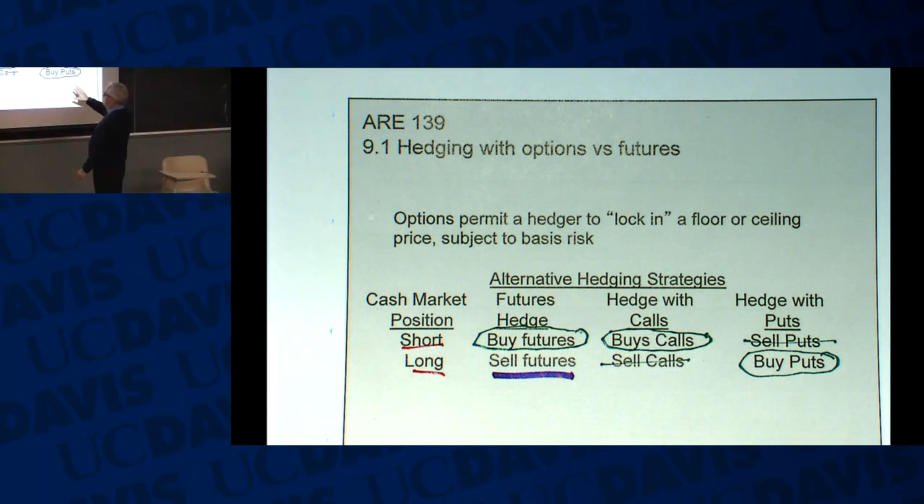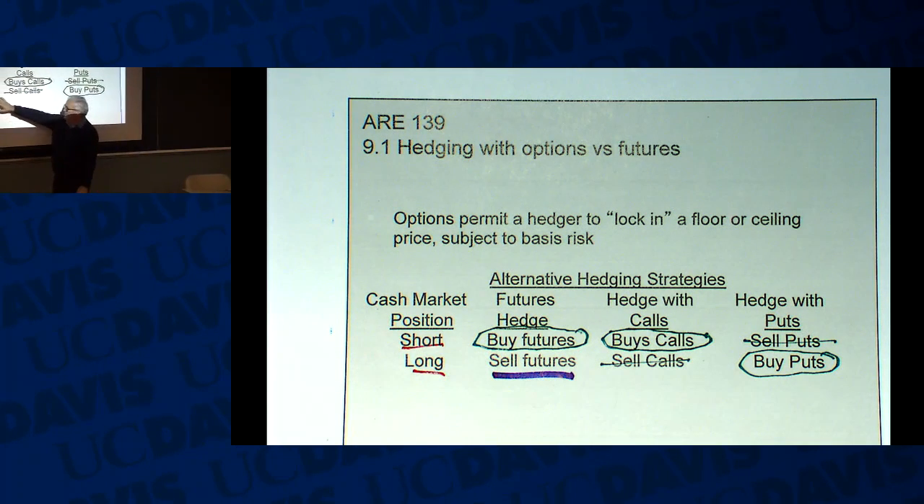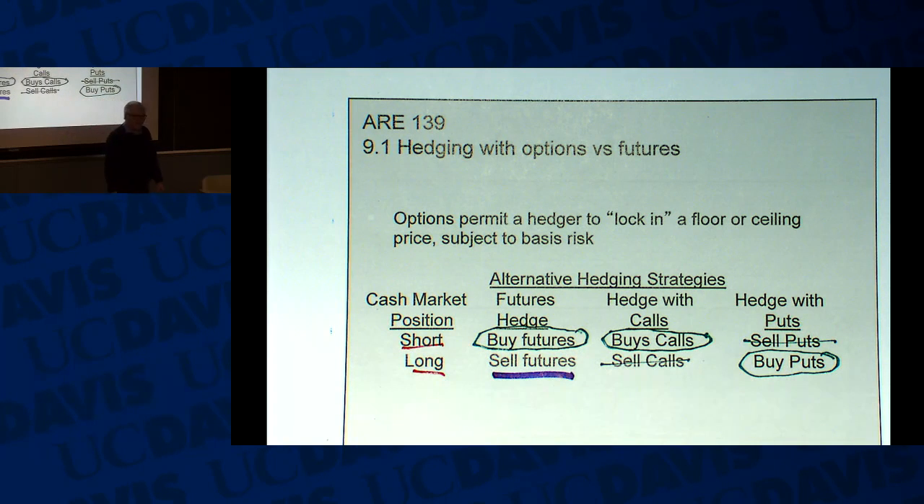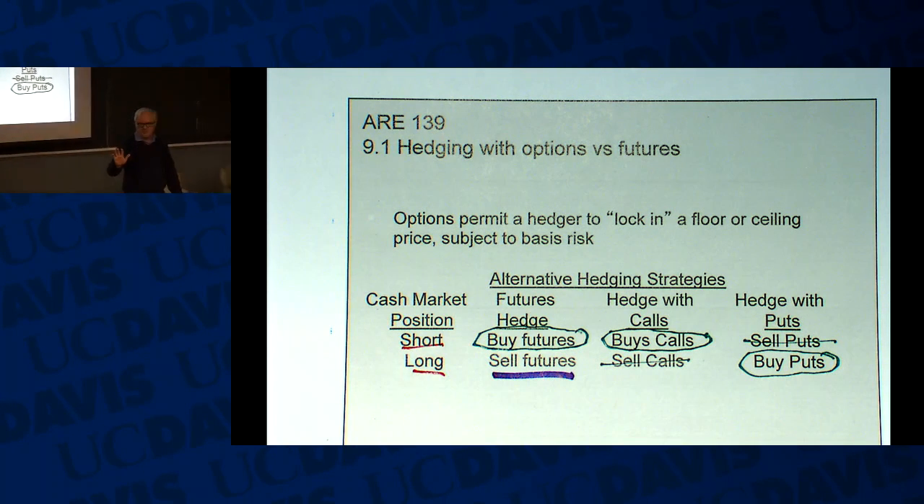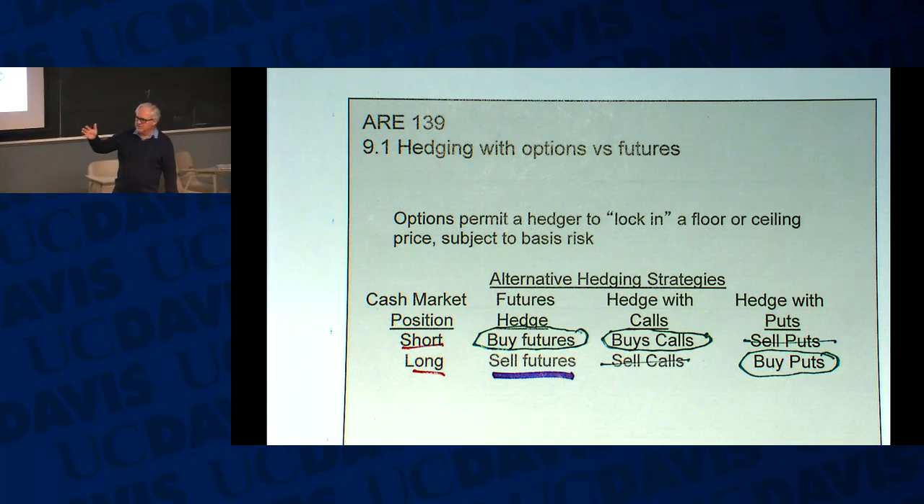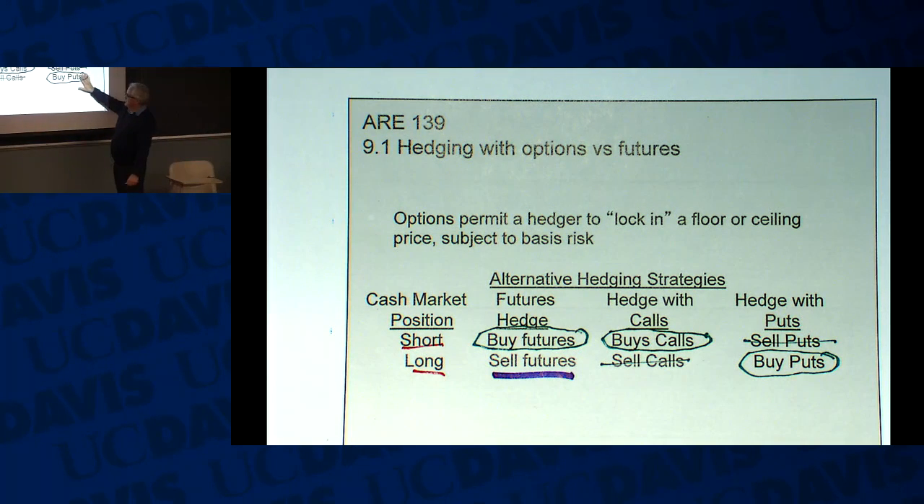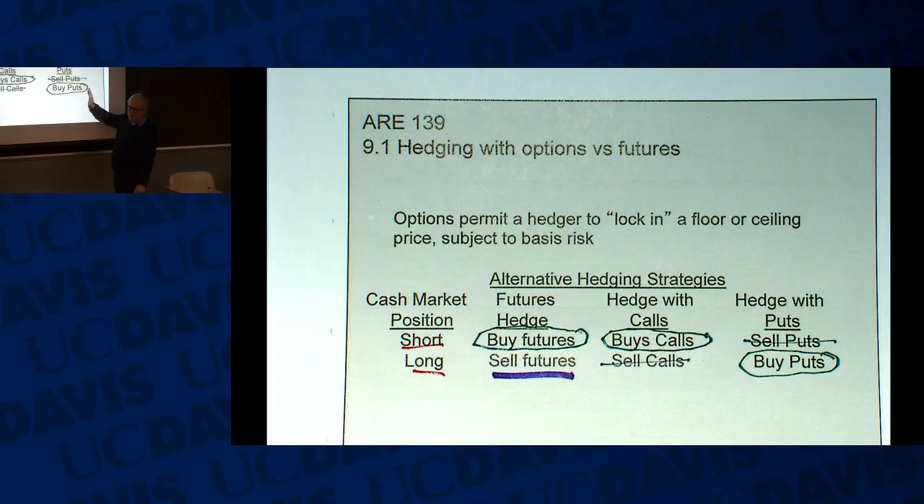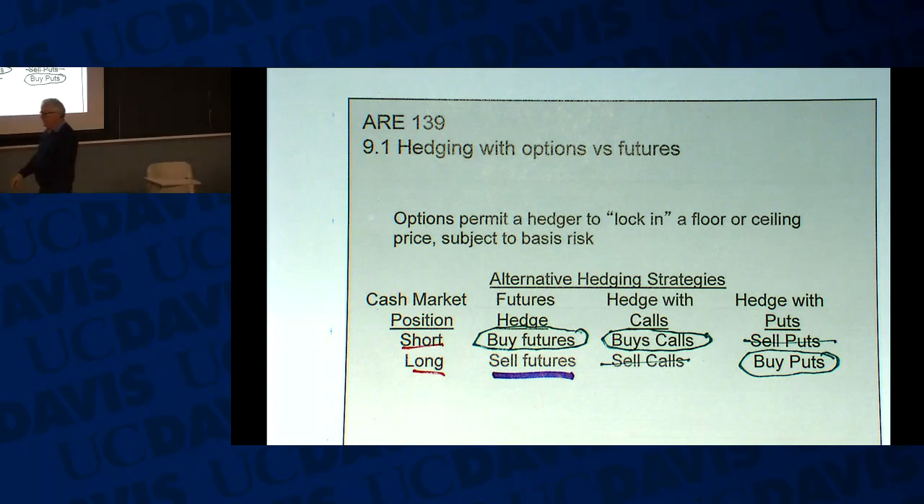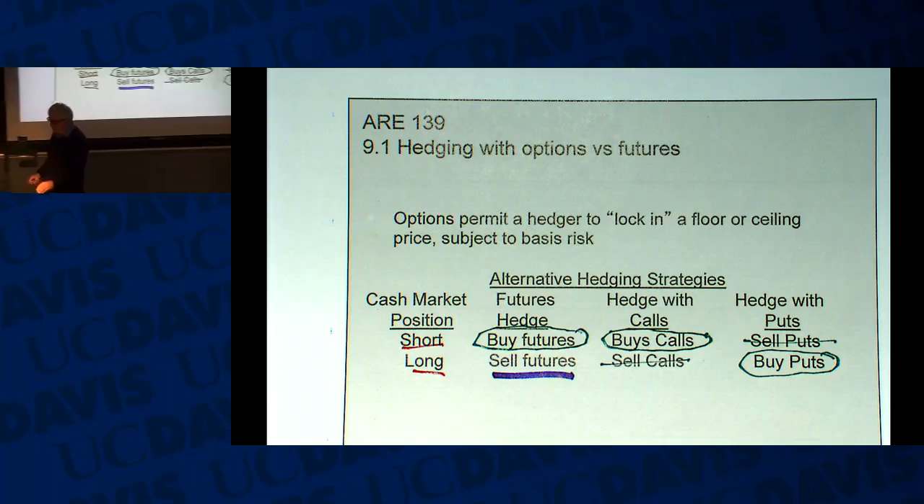Similarly, if you're long in the cash market, you're Pemex oil, you're worried about a fall in the price of oil, so you would sell futures, because then if oil goes down, you're going to make a profit in the futures. How do you make a profit in the options market? If the price goes down, because that's what you're concerned about. Well, you would buy a put. If you buy a put and the price goes down, then you're going to make a profit. Okay?